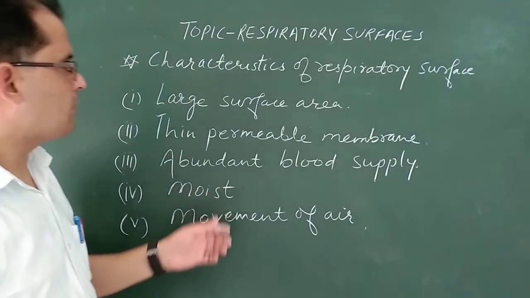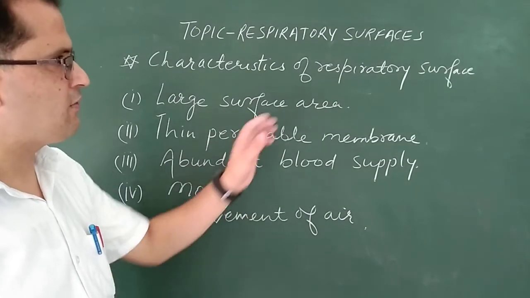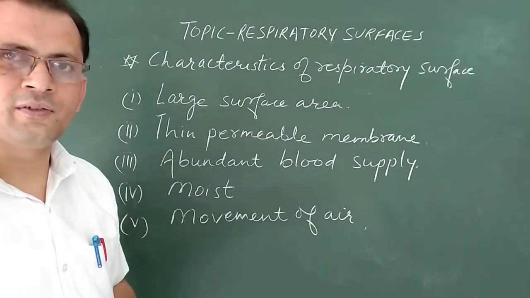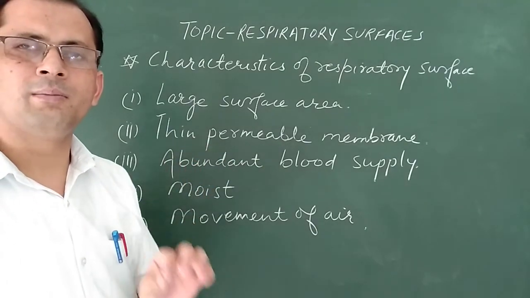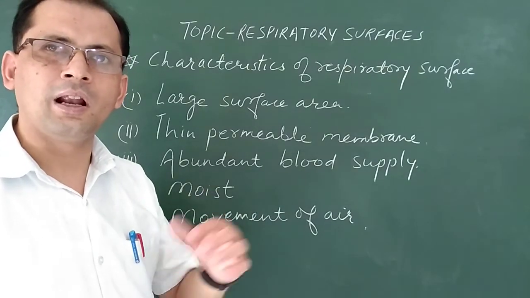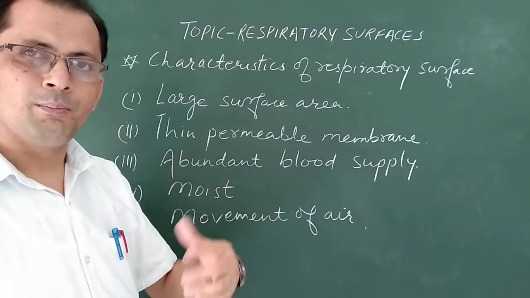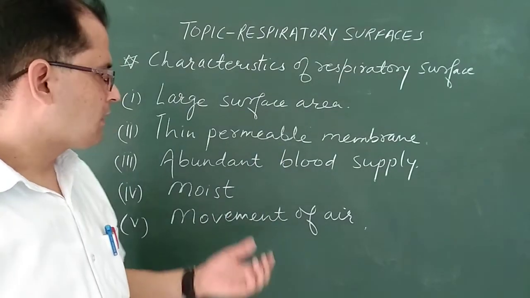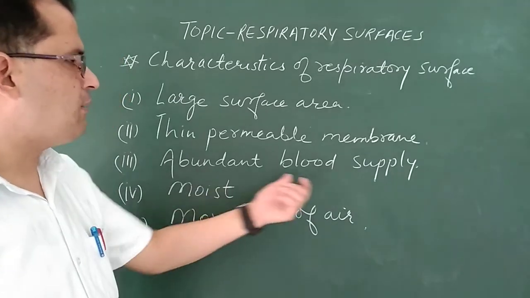So you can see here beta, these are the characteristics of a respiratory surface. A respiratory surface should have a large surface area, then it should have a thin permeable membrane. The membrane should be thin, and it should allow the diffusion of gases. Permeable means to permit, to allow to pass through.